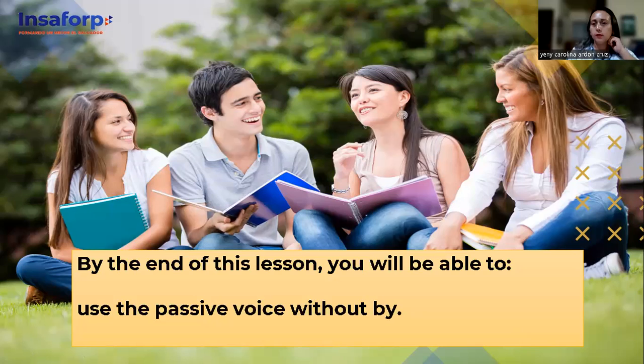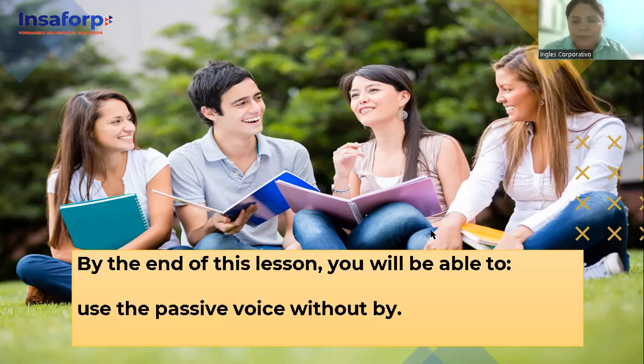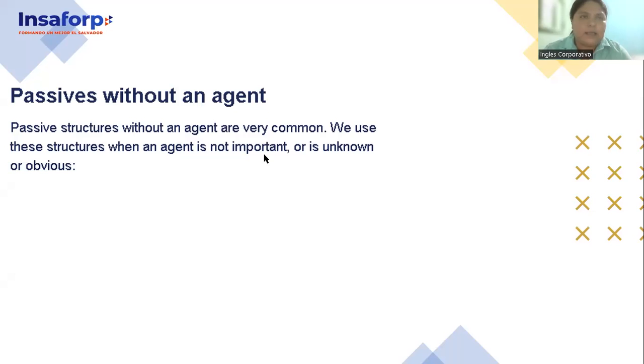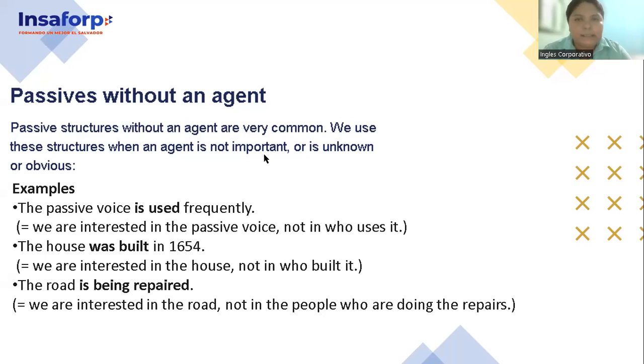Okay. Let's see. Can you help me reading that, please? Anybody? Let's see. Edgar, are you here? Giselle, Elisa. Okay. Look at this. This is our class objective. So by the end of this lesson, you will be able to use the passive voice without by. And we're going to be checking some important things about it. So this is the first part of the class, and we have some important information about the passive. I need a beautiful voice or a strong voice. Can you help us, Sara Elisa, please, with the reading? The first paragraph, and the examples.